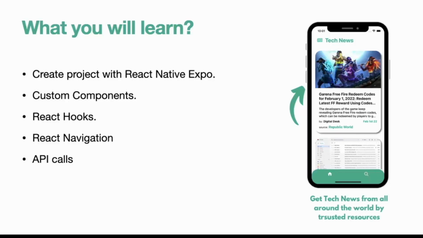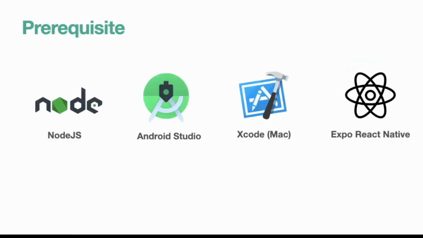So before creating a React Native project, there are some prerequisites that you need to install on your machine. So these are some prerequisites. We also have a tutorial video on how you can install React Native on your machine. You need to have Node.js, Android Studio, and if you are using Mac, you can also download Xcode to preview your app on the iOS simulator. And lastly, you need to install Expo React Native.